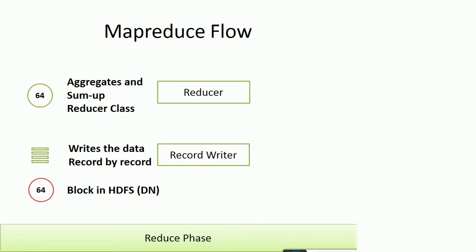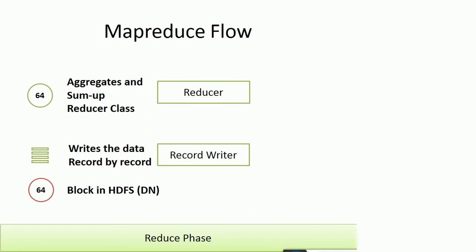After that logic has been implemented, there is a record writer. The way we have a record reader in the map phase, similarly here we have a record writer. This record writer will write the data record by record. Again, a record is a pair of key and value. So in key-value form the output will be written back to HDFS.